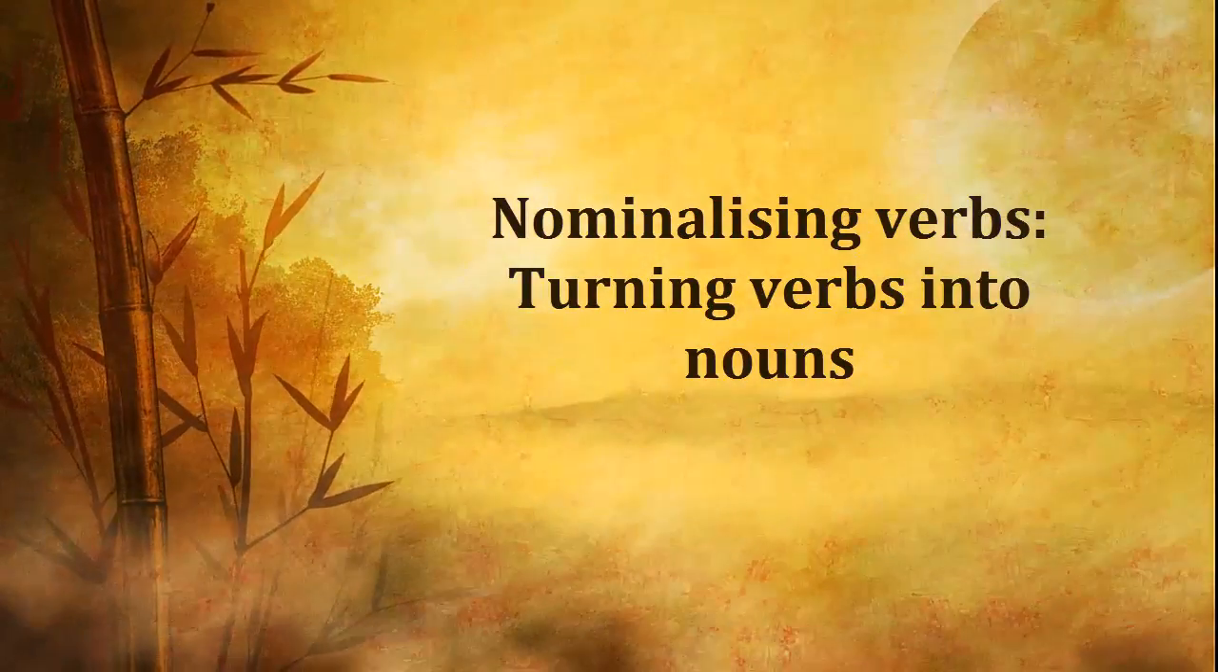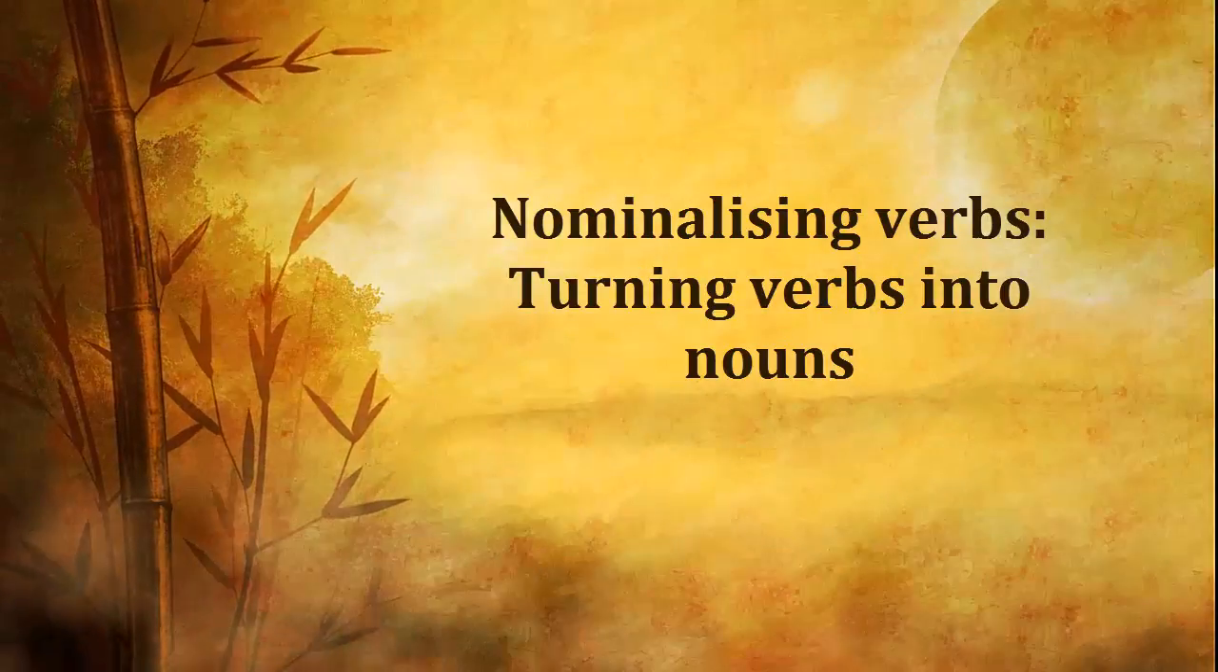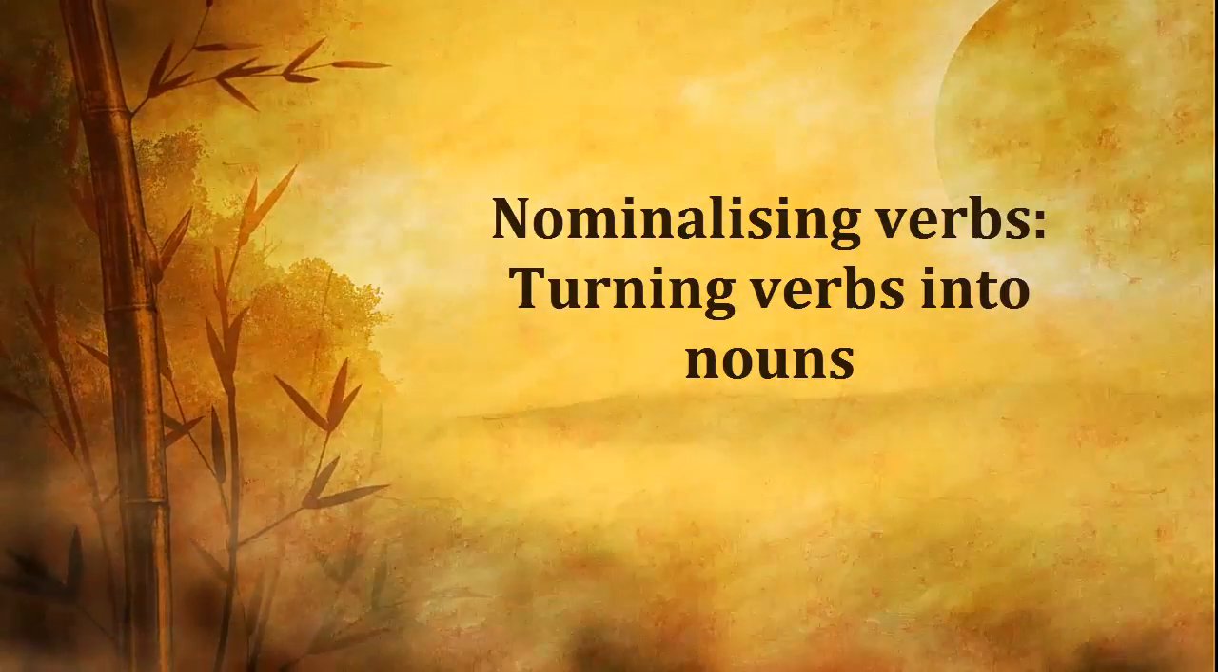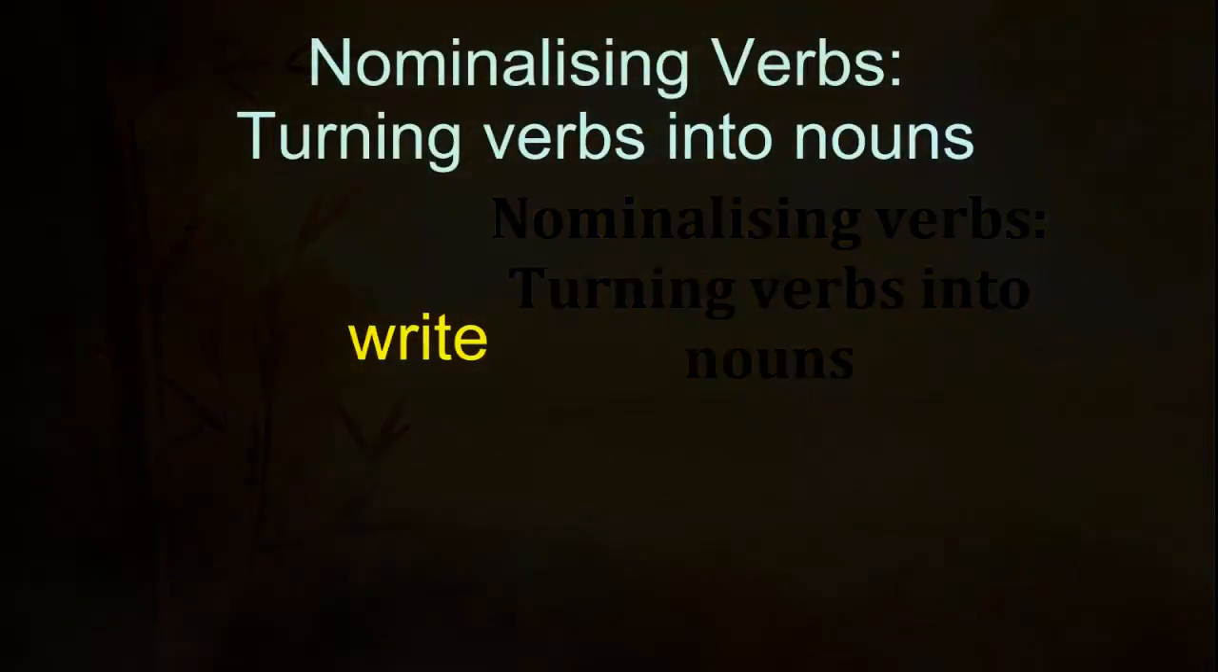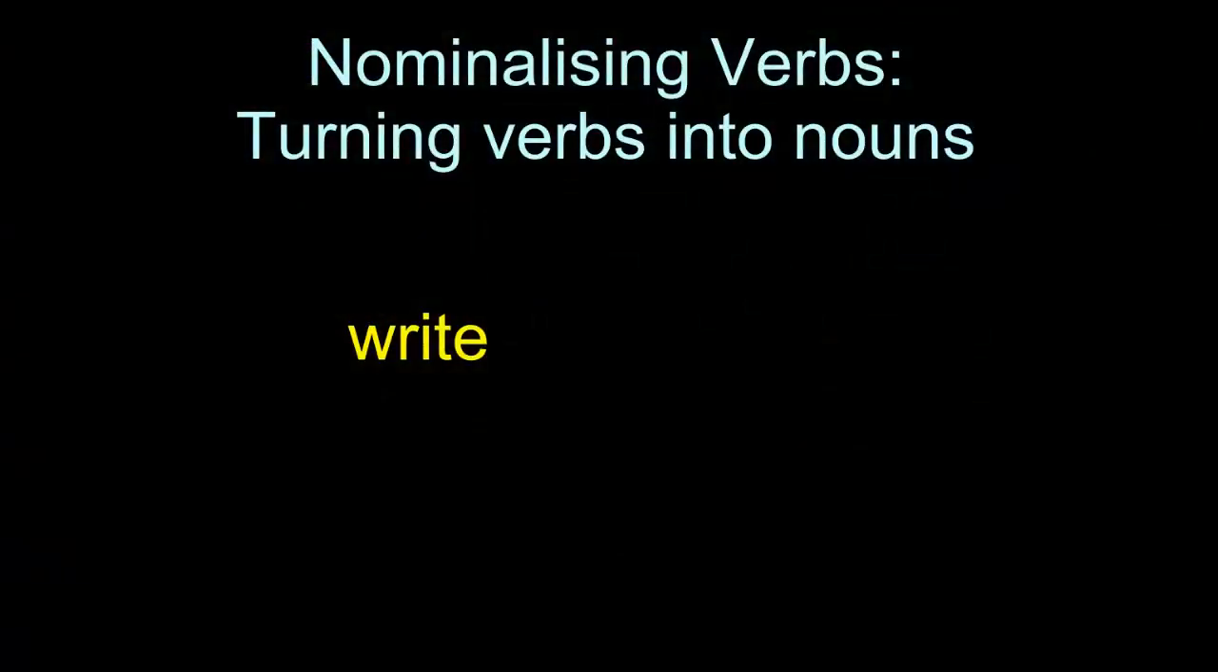Nominalising verbs. That means turning verbs into nouns. Let's have a look at the difference using some English examples. Okay, we've got the verb write. I write a letter. That's a doing word. It's a verb. That's easy.